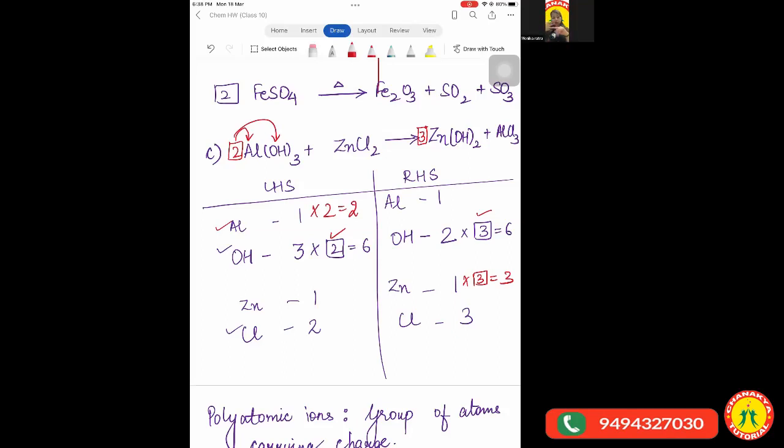Neither the aluminium are equal, nor the zinc are equal, nor the chloride ions are equal now. So wherever you make them equal, the entire equation will get balanced. Tell me, can I multiply aluminium on the RHS by 2 so as to equal the aluminium on both the sides? So if I multiply aluminium by 2, that means this number 2 is going to come in front of AlCl3. How many aluminiums are there now? 2. We have already written. How many chlorine are there now? 6. We multiplied by 2, so 6.